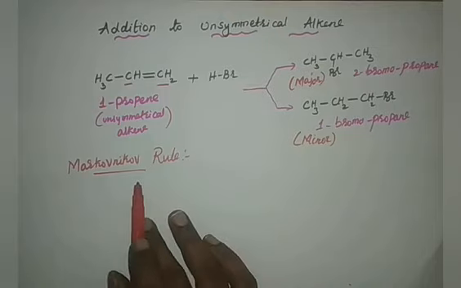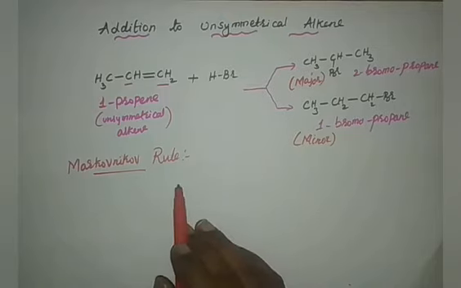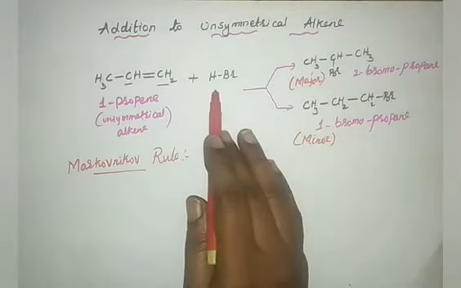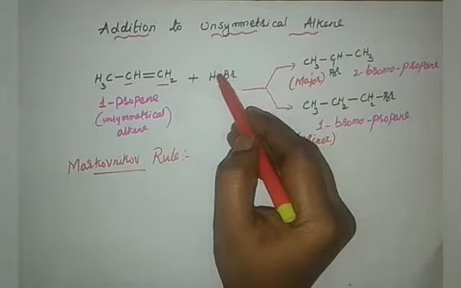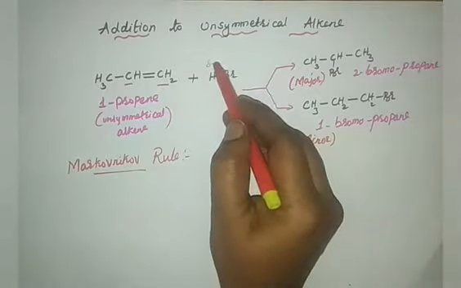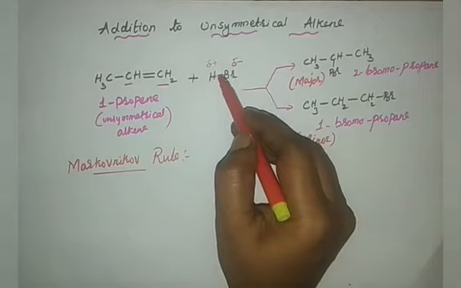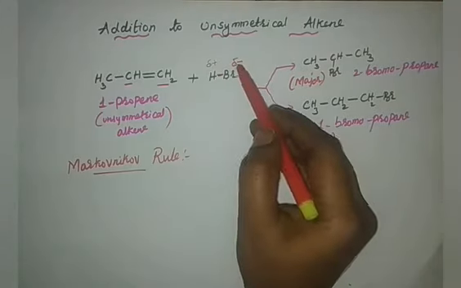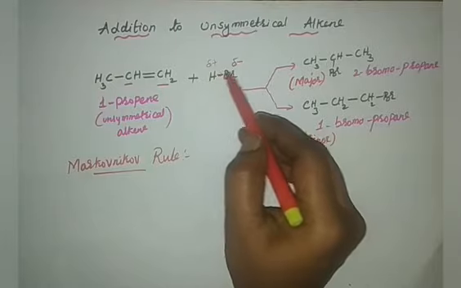So they said, according to Markovnikov, if an unsymmetrical alkene is present and HBr addition takes place, it happens in such a way that the negative part goes in a particular place. Because if you see, this is a polar compound: this is delta positive and this is delta negative. Delta negative, why? Because it is a halogen, it is more electronegative, and it withdraws the electrons towards it.